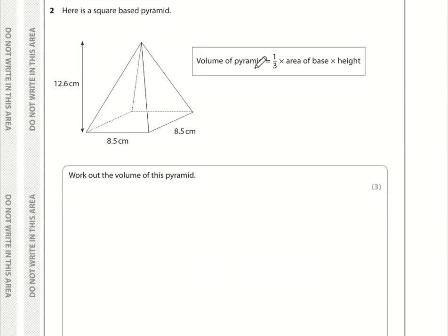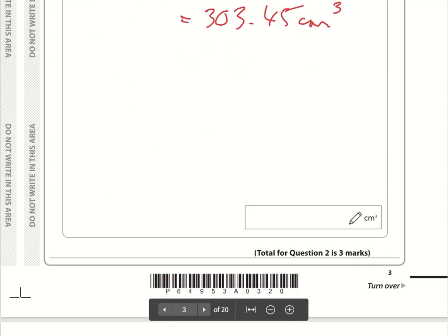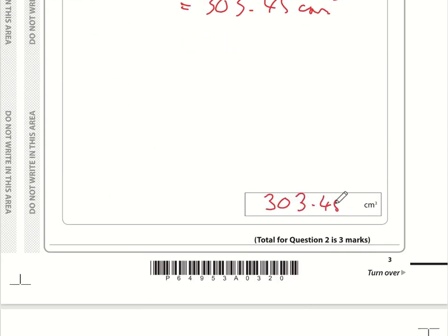So we've been given the volume of the pyramid, which is 1/3 of the area of the base times the height. So the area of the base is 8.5 times 8.5 multiplied by the height, which is 12.6, and we want 1/3 of that. So we just divide all of that by 3, and that will give us a total of 303.45, and that is cubic centimeters because it is a volume. But they've given us the units there, so we just need the 303.45.